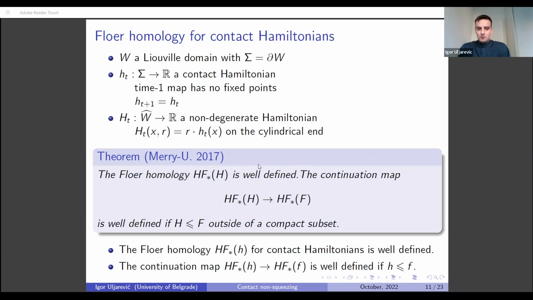So the continuation map from Floer homology for contact Hamiltonian H to Floer homology for contact Hamiltonian F is well defined if the contact Hamiltonian H is less than or equal to the contact Hamiltonian F.